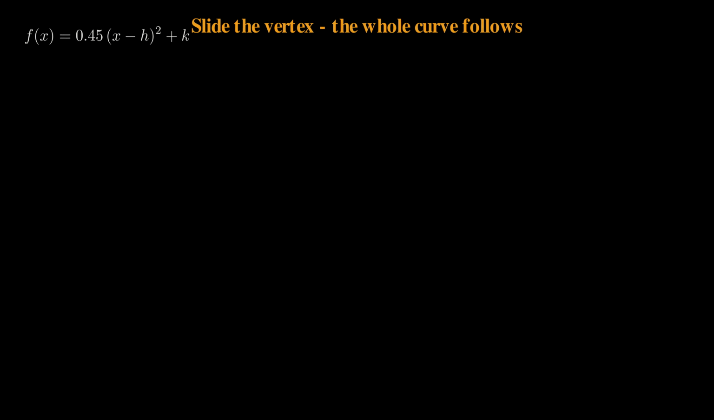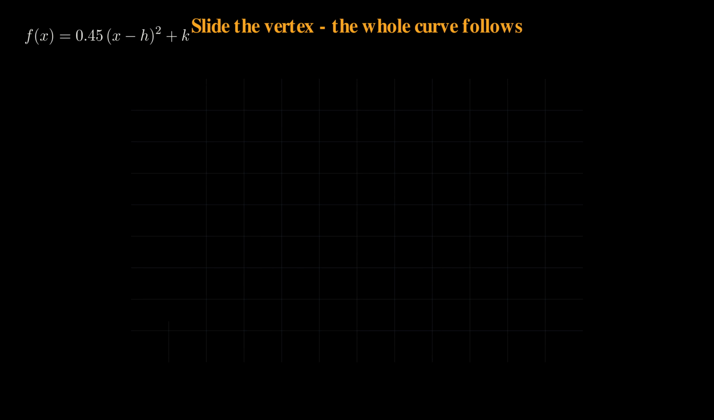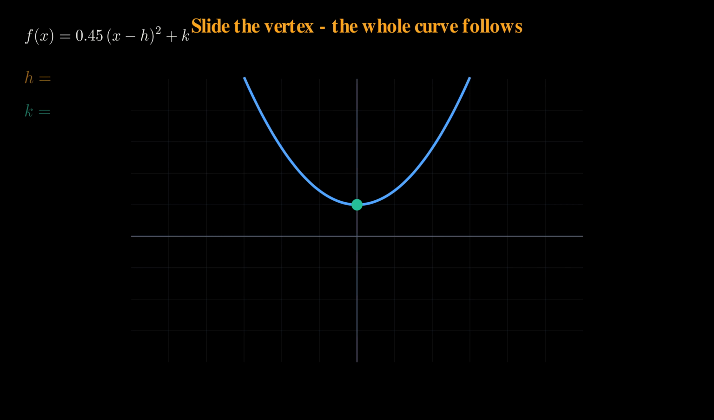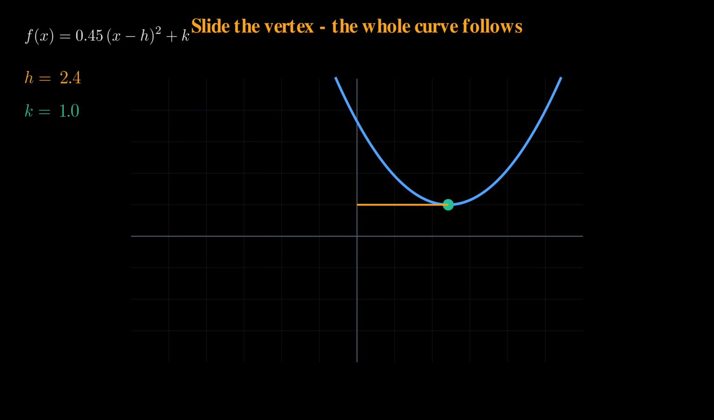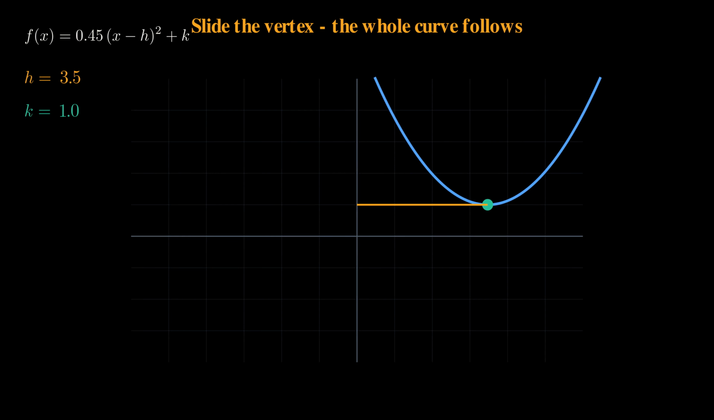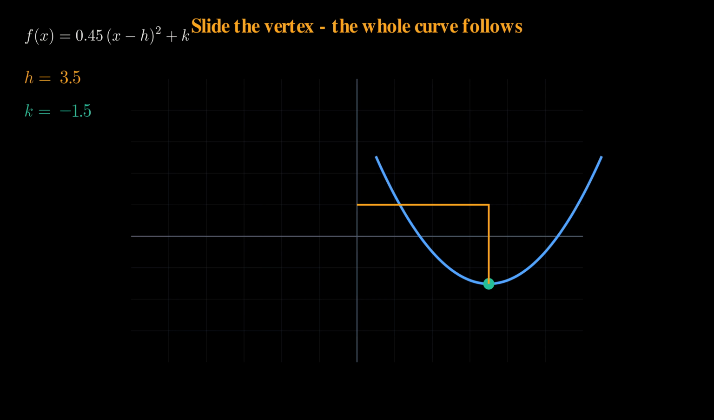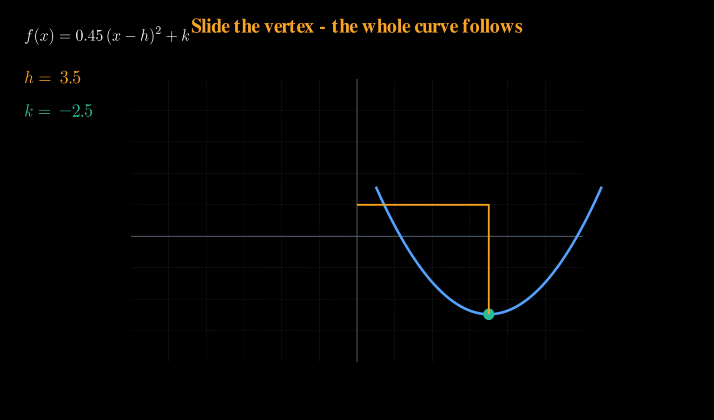Now let me show you why the vertex form is worth loving. Watch the vertex, the green dot, and the two numbers, h and k, on the left. I'm going to change nothing but those two, and the entire parabola will obey. Increase h and the whole curve slides to the right. Drop k and it sinks downward. The parabola never changes shape. It's the same curve, just relocated, and the vertex goes wherever we send h and k.